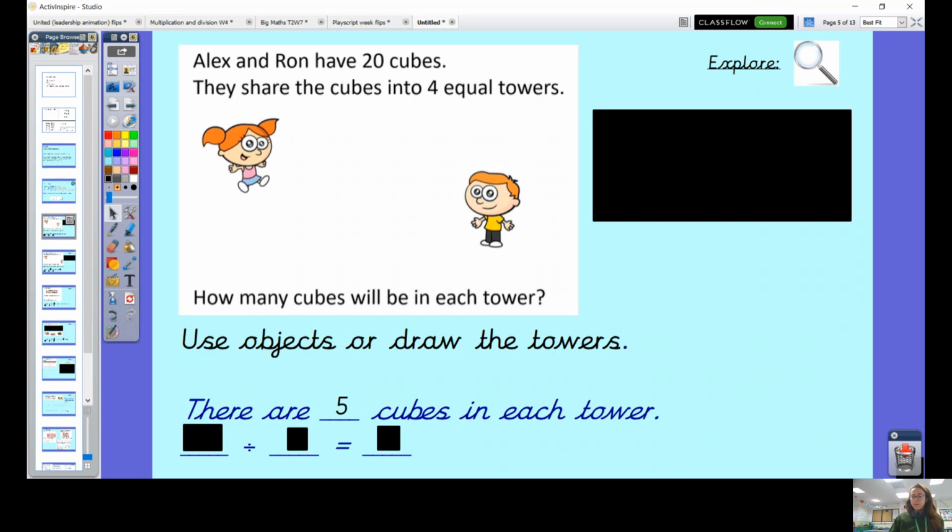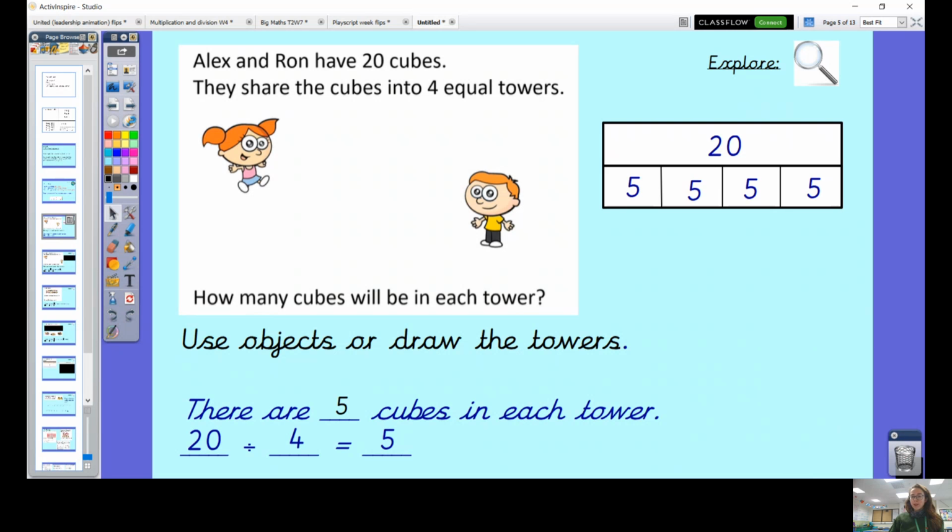Yep, so there are 5 cubes in each tower. So the calculation would be 20 divided into 4 towers is 5. There are 5 in each one. If you'd like a little challenge, have a go at drawing a bar model. Do that now. So your bar model should look a bit like this. You've got 20 along the top, you've got 4 towers, 4 parts, and you've got 5 in each one.